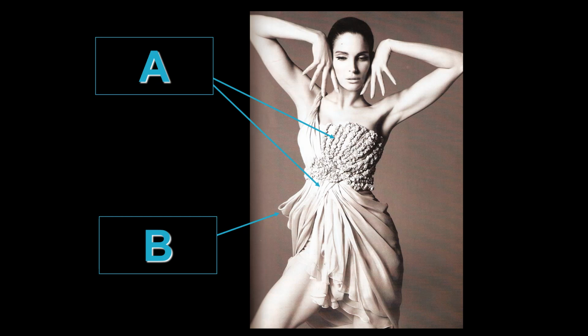So here's a quick little bit of practice. Think for a quick second. What do you think? A, what kind of lines are those ruffles on that bodice in the dress? Are they actual lines or implied lines? Are they inner lines or outer lines?